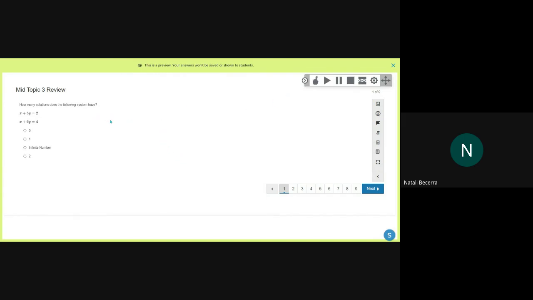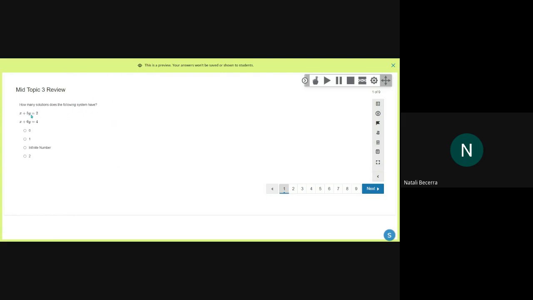It says, how many solutions does the following system have? So remember, systems have three different types of solutions. They have zero solutions if they are parallel lines. So whenever you graph it on Desmos, if it's parallel lines, it's no solution, or zero. It's one solution if they intersect. That point of intersection is your solution. And then you have an infinite number of solutions, which is whenever you have two lines that are the same.